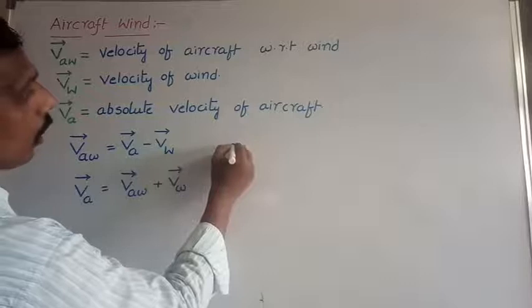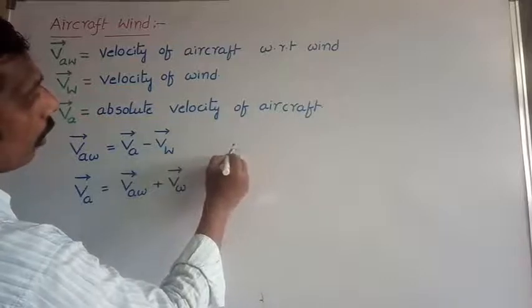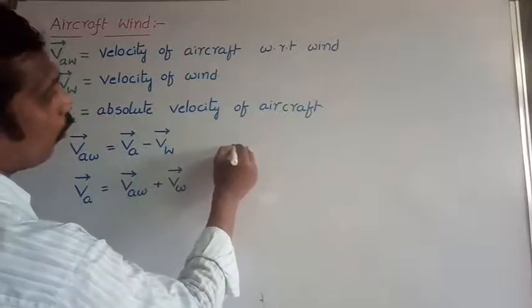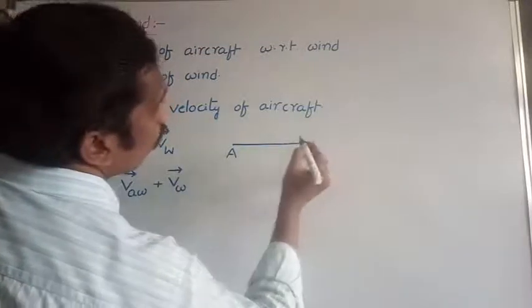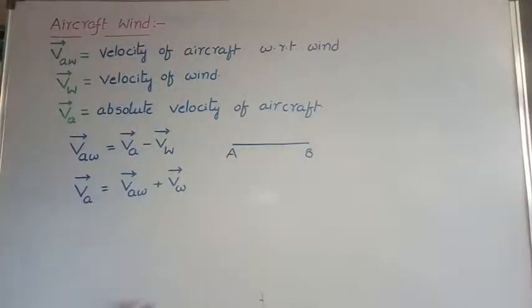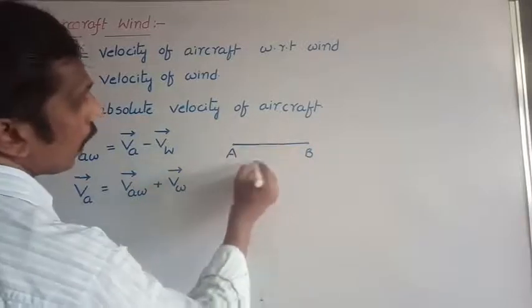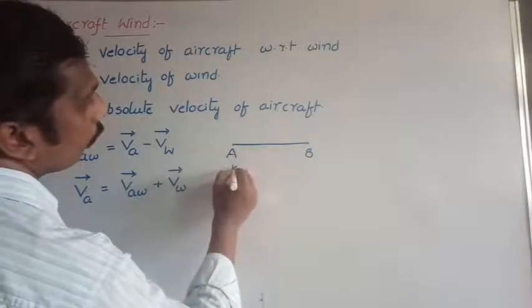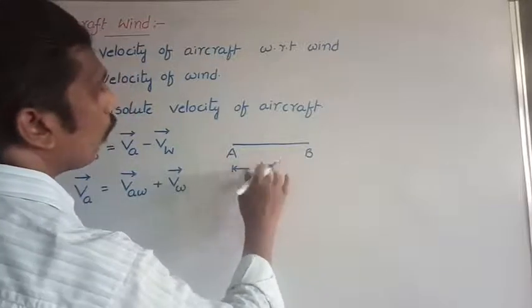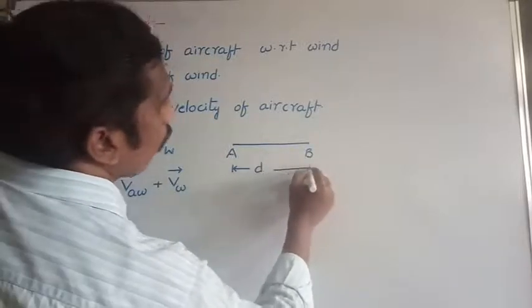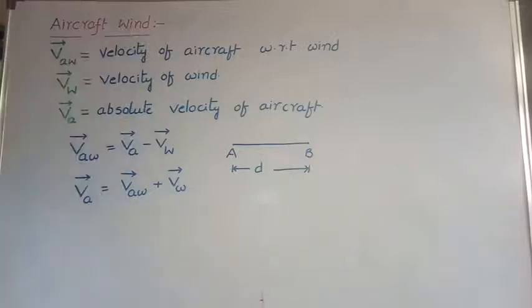Suppose here aeroplane travels from one point to another point. Suppose aeroplane starts from point A and reaches point B. Aeroplane travels from point A to point B. The separation between A and B is taken as d meters, or d kilometers, no problem. The separation between them is equal to d.